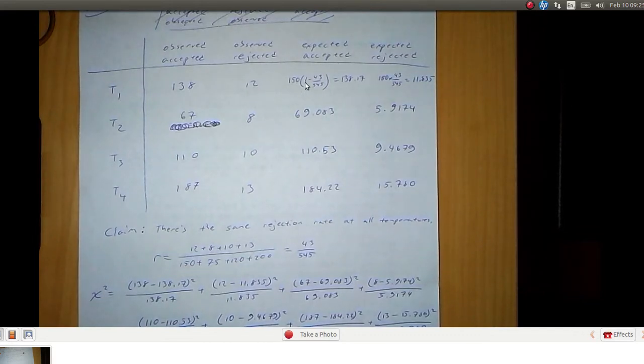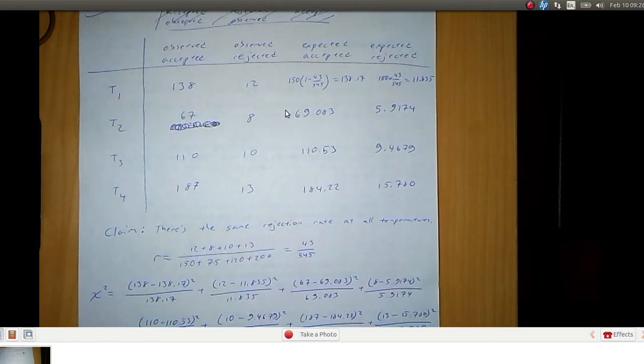At T1 we produced 150 cups, and so we expect to accept 150 times the difference between 1 and 43 over 545. So we expect to accept 138.17 cups, and then we expect to reject pretty much 150 minus this, or 150 times this rate. So 150 times 43 over 545 is 11.835. And we used our data to come up with these expected values, both from the rate that we calculated and this total here that we used, 150. And we'll just use those same rates but the different totals for the other temperatures.